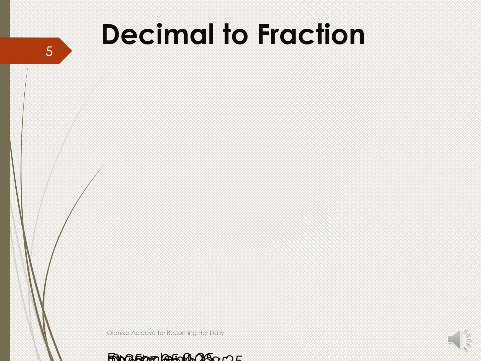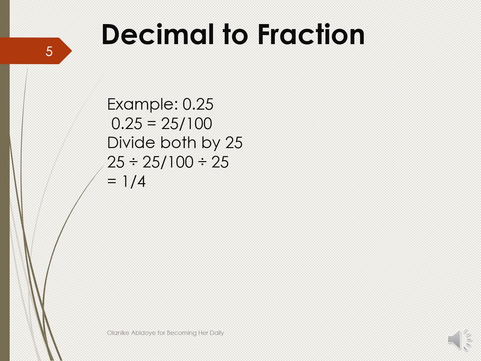The next one is decimal to fraction. So we can have a decimal like 0.25. If we want to change it to a fraction, then we take the number after the decimal point, which is 25. So we write it as the whole number 25. Then we put it over 1 to represent the point. Then how many digits do we have after the point? 2. So that will make us put 2 zeros. And that's how we have 25 over 100.